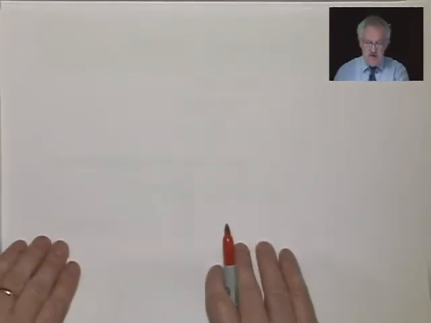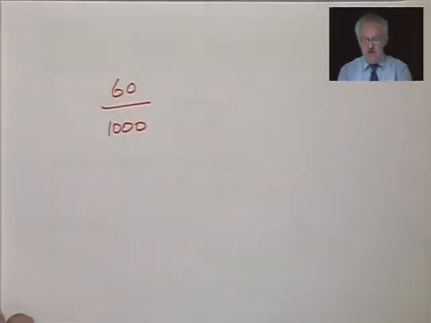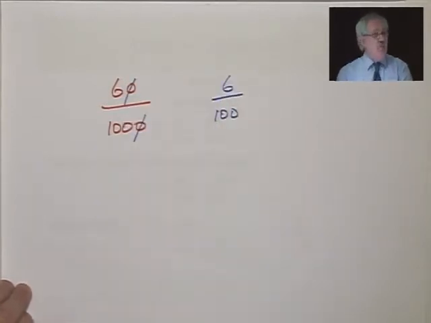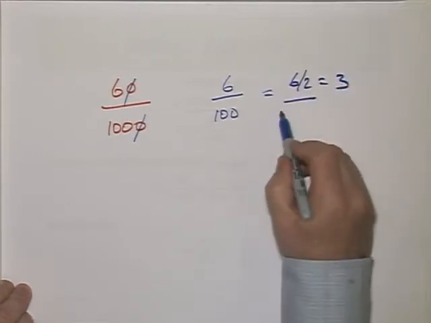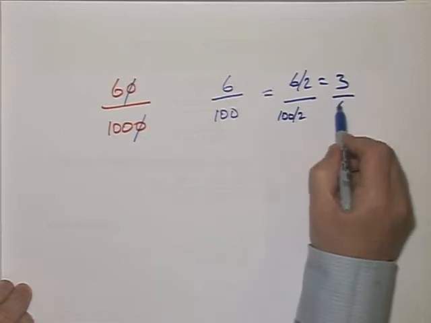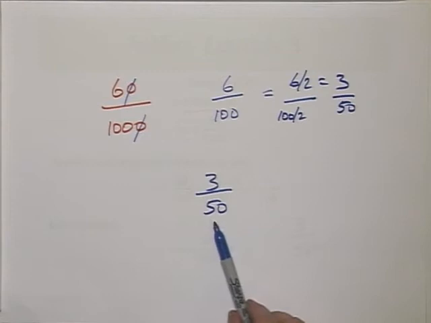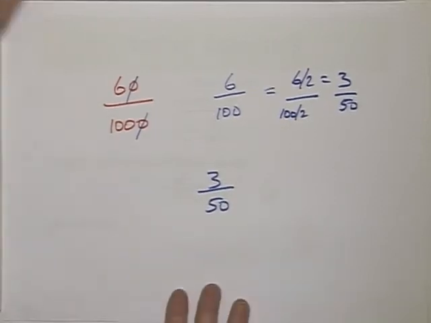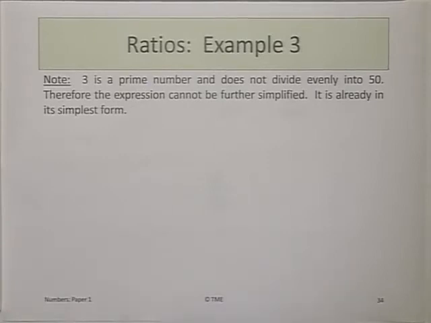So that's fractions, really. It's 60 over 1,000. How did we simplify it? We get rid of the 2 noughts. That's 6 over 100. They're both even. 6 divided by 2 gives us 3. 100 divided by 2 gives us 50. 3 over 50. If I work out the factors of 50, 3 isn't one of them, so it doesn't divide evenly. So 3 over 50 is my answer. 3 is a prime number, does not divide into 50, therefore we're finished.